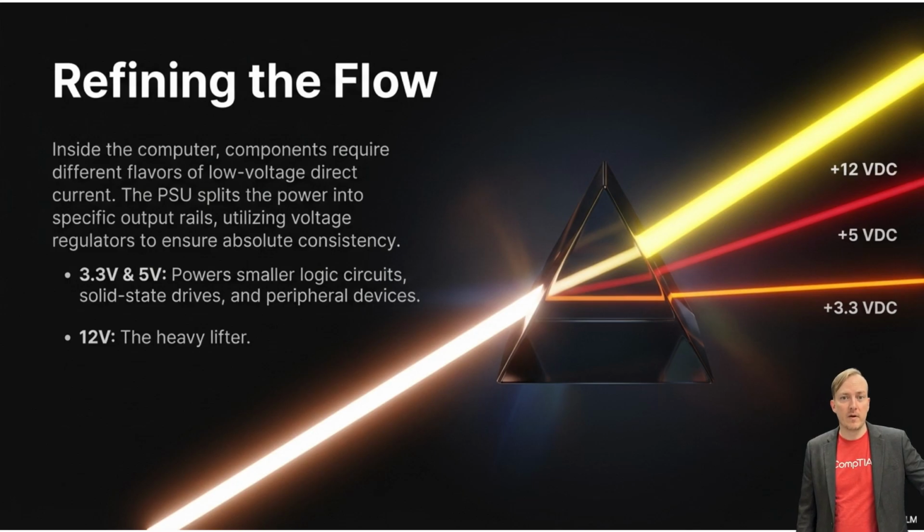Now we refine the flow. Inside the computer, components require different flavors of low voltage direct current. The PSU splits the power into specific output rails, utilizing voltage regulators to ensure absolute consistency. The 3.3V and 5V rails power smaller logic circuits, solid-state drives, and peripheral devices. But the 12V rail, that is the heavy lifter.